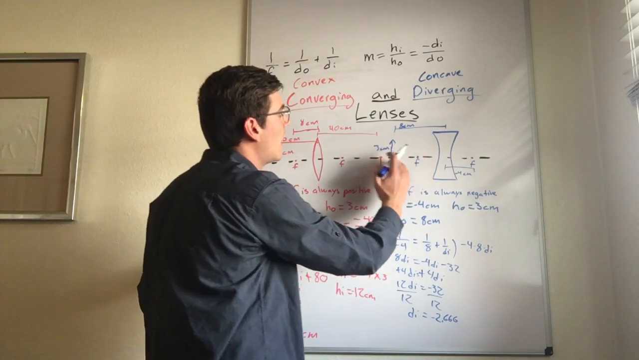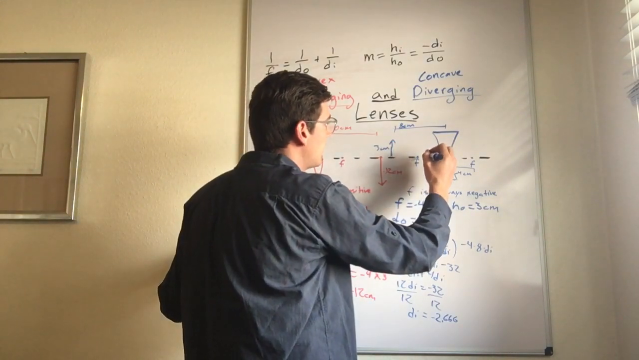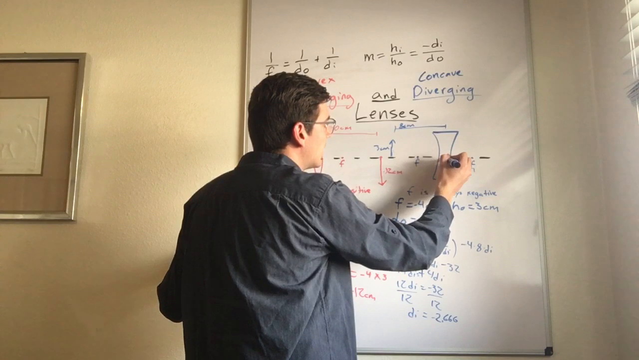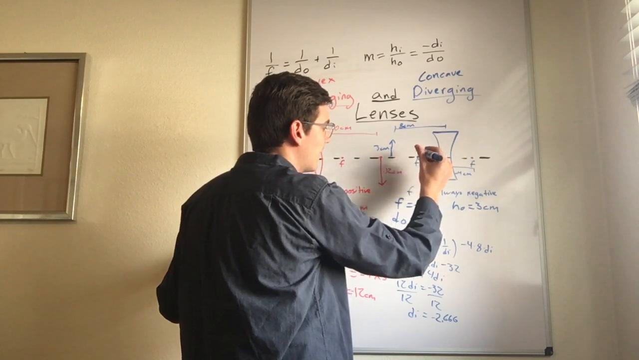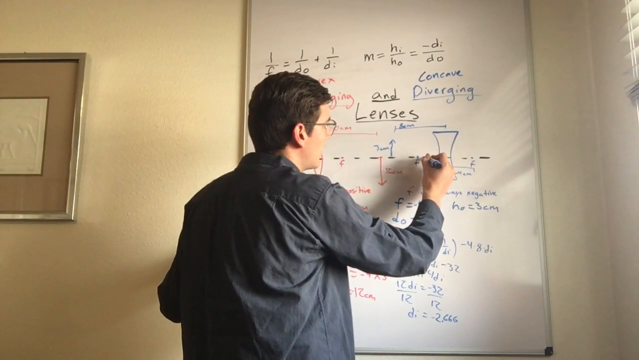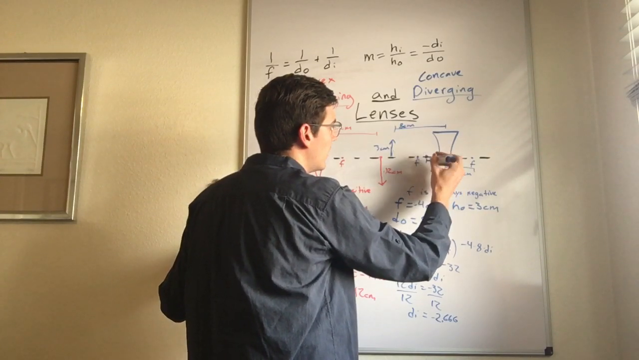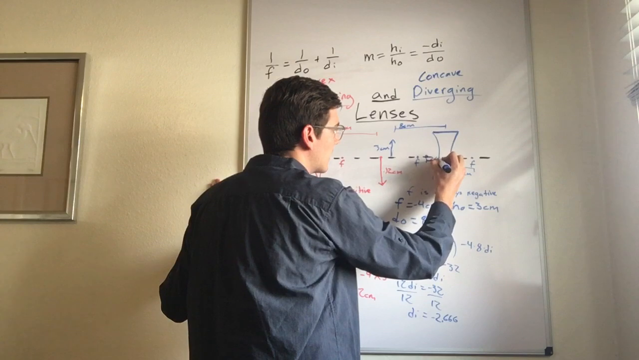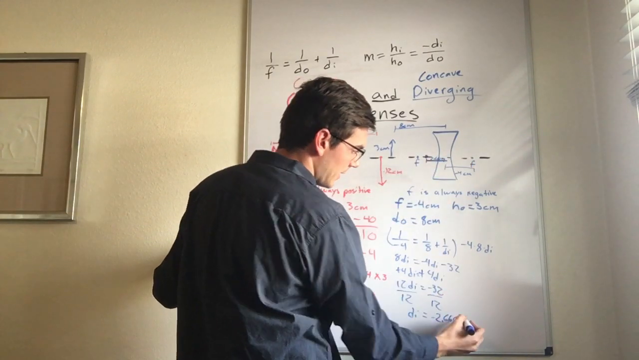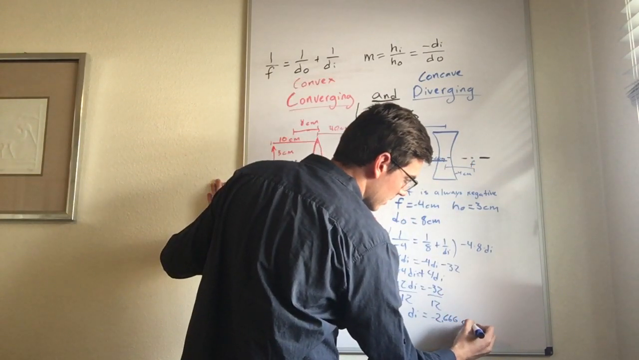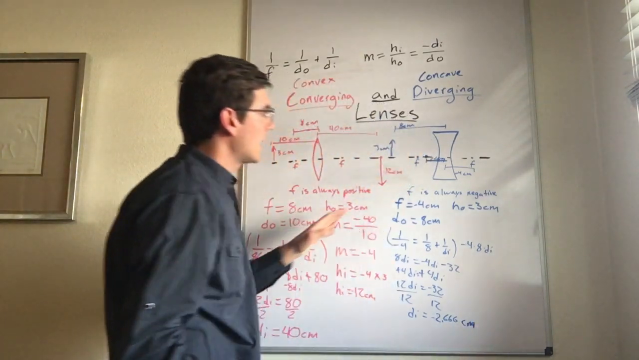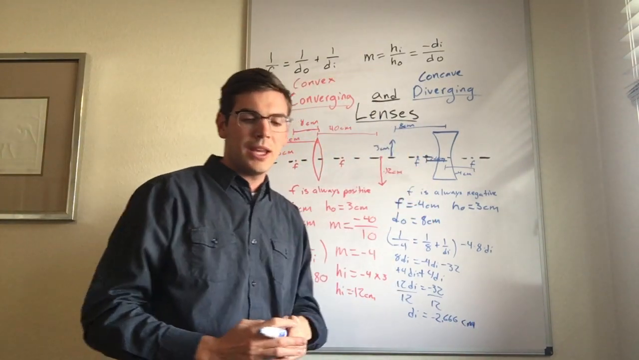And since di is negative, it's going to be on the same side. The image and the object will be on the same side. So this is 4 centimeters, so 2.6 is going to be about right here. And we'll draw that out so you can remember. 2.66 centimeters. We have to remember this is in centimeters. Okay, so this is where our image is going to be.